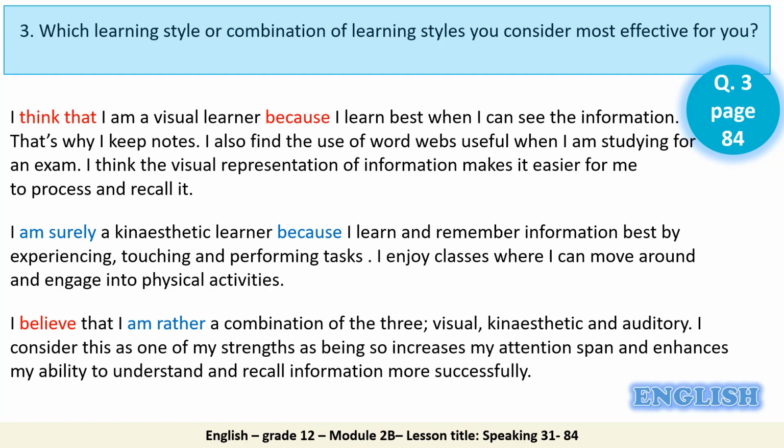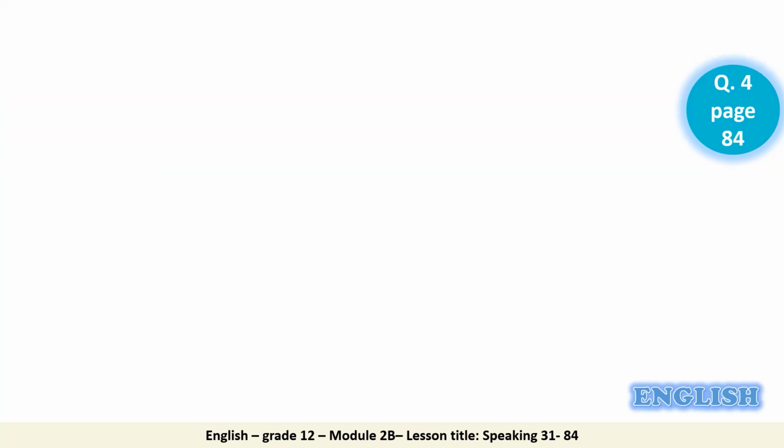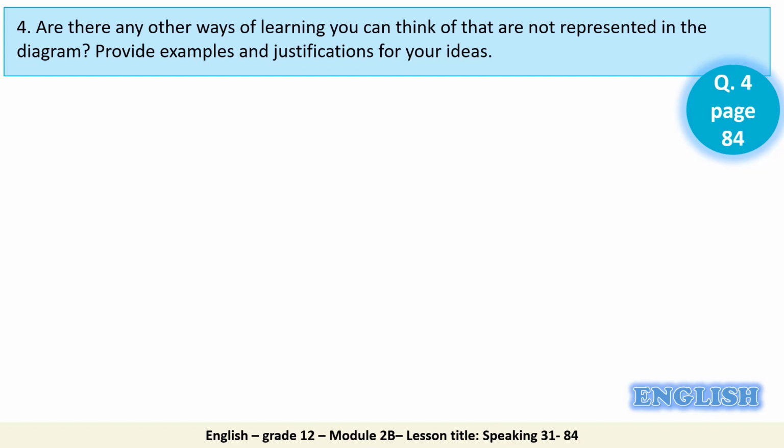I believe that I am rather a combination of the three: visual, kinesthetic, and auditory. I consider this as one of my strength points, as being so increases my attention span and enhances my ability to understand and recall information more successfully. Can you think of learning ways other than the ones represented in the diagram? Please think for some time and justify your answers.